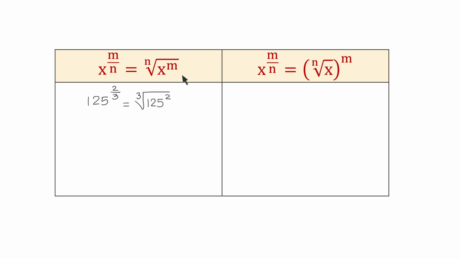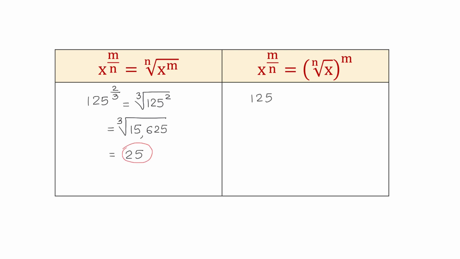So according to the rule above, we keep the exponent 2 inside the radical. Then if we raise 125 to the second power, we will get 15,625. Then here, with such a large number, we might be using a calculator, and the cube root of 15,625 is 25.